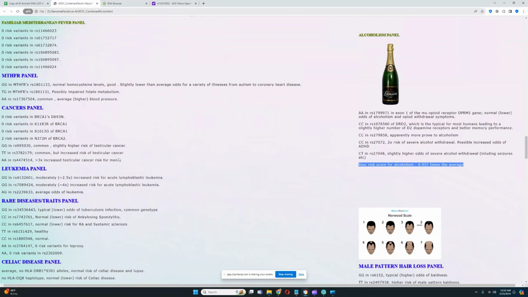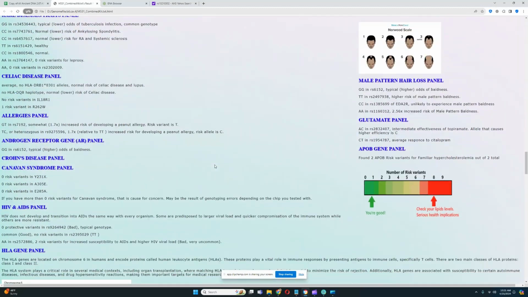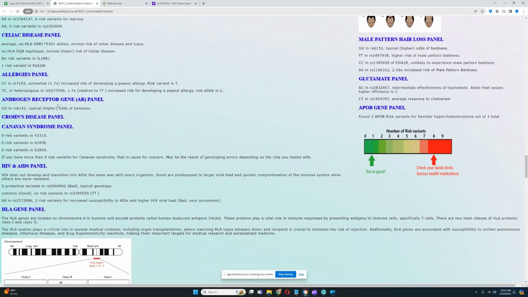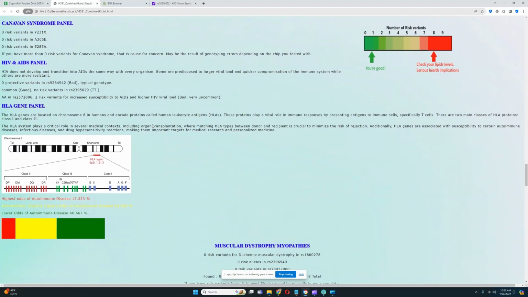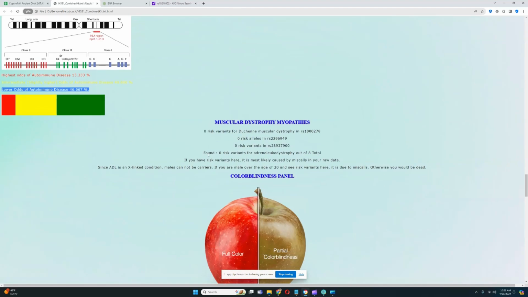For the cancer risk section, looks like he's got all the genotypes that predispose to higher odds of testicular cancer. Very unfortunate. So he's definitely got to watch out for testicular cancer. For the leukemia panel, he's got all the genotypes that predispose to higher odds of leukemia. Definitely have to watch out for that. Higher odds of baldness in the androgen receptor gene panel. For the HLA gene panel, looks like he's got lower odds of autoimmune disease. That's very cool.